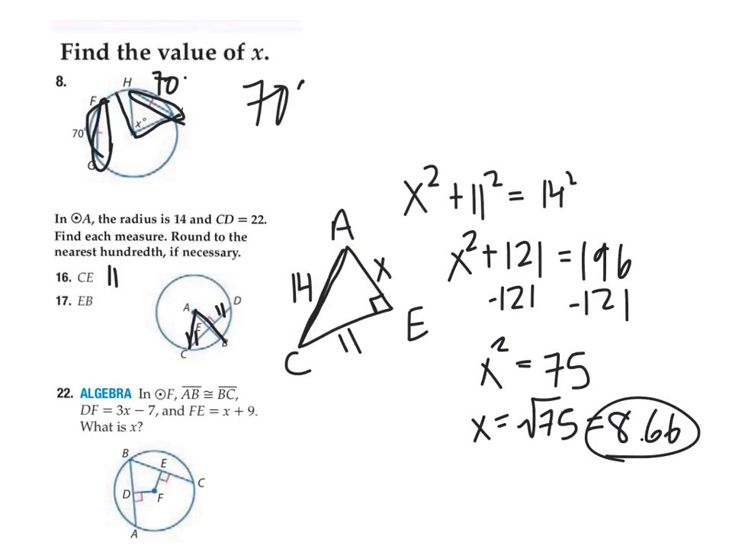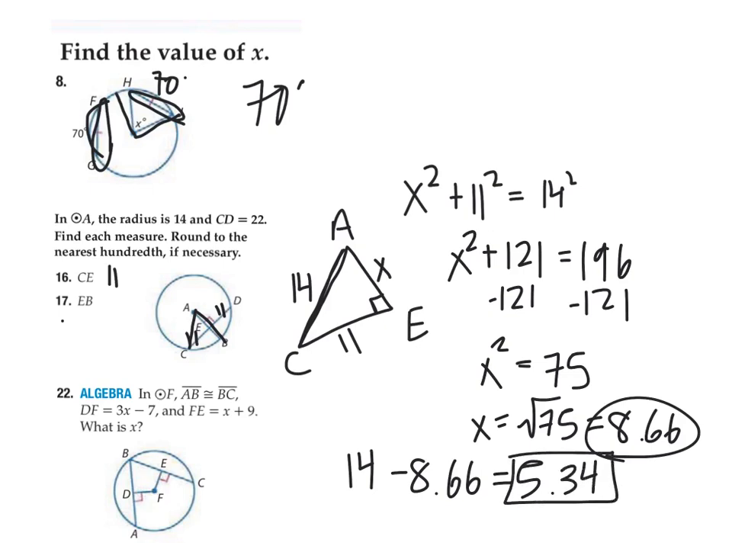So AB was the full radius, so the full radius was 14. So to find EB, we have to do 14 minus 8.66, and that equals 5.34. So 5.34 is the length of EB.